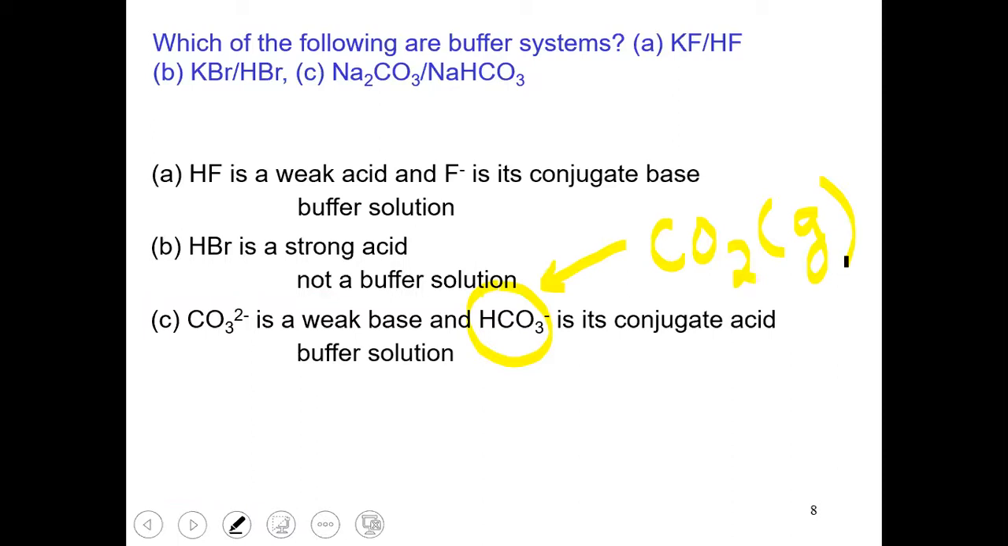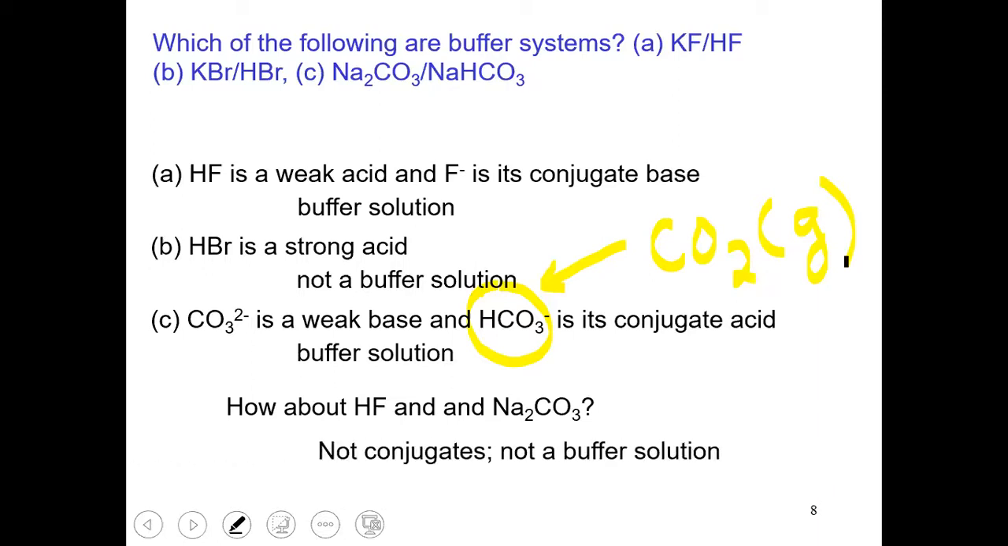So let me give you, this is not on your slide, but let me ask you this. What about if I had a solution that has HF and sodium carbonate? You might say, well, HF is a weak acid and sodium carbonate is a weak base. Would that work? Wouldn't work. They are not conjugates of each other. In other words, they are not going to establish that equilibrium, with the common ion effect, to establish a buffer solution. All right, so be careful.